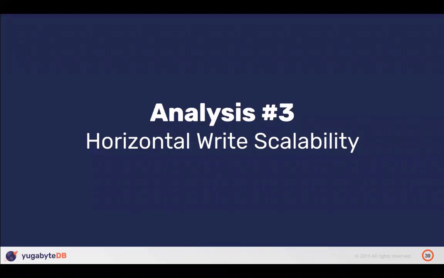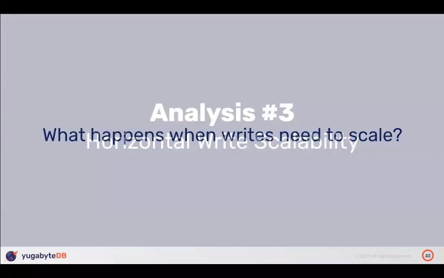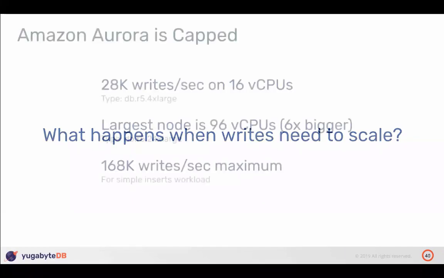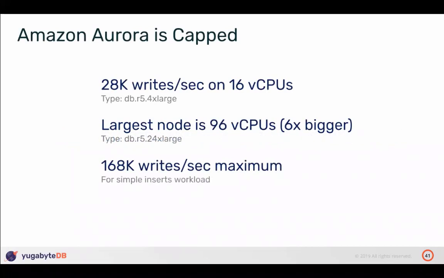So what happens if you want to scale your writes? Your app is growing, your microservices are growing, there's more users interacting, there's more data coming in, and you need to scale, right? Let's walk through the logic here. We picked a DB-R5 4x large, which is a 16 vCPU machine, and for our workload, we saw 28,000 writes per second on Amazon Aurora.